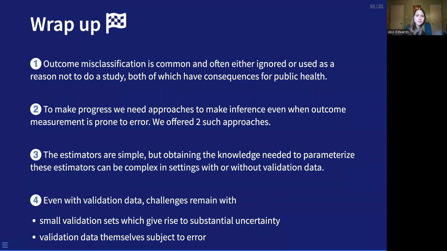I want to point these out just as a caution because I don't want to sound like I'm saying that validation data are a panacea. Small validation data sets here are pretty unstable when you need things estimated over time. And of course, validation data themselves may not collect the gold standard that you're interested in. So just a meta comment to keep in mind that the validation data themselves might be subject to error.